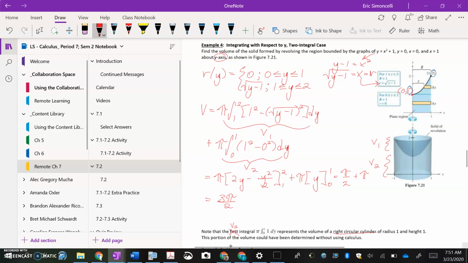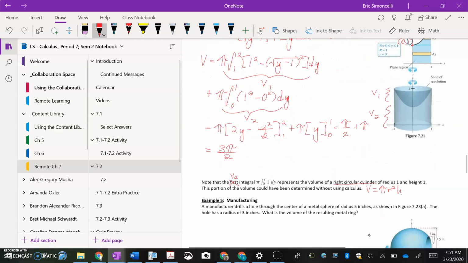In other words, we could have found V sub 2 just by conventional means of capital B times h, which, as you know, for a cylinder, at least you should know from geometry, if you remember, the volume of a cylinder is pi r squared times h. So we didn't technically have to use calculus for that second volume, V sub 2. All right, let's move on.